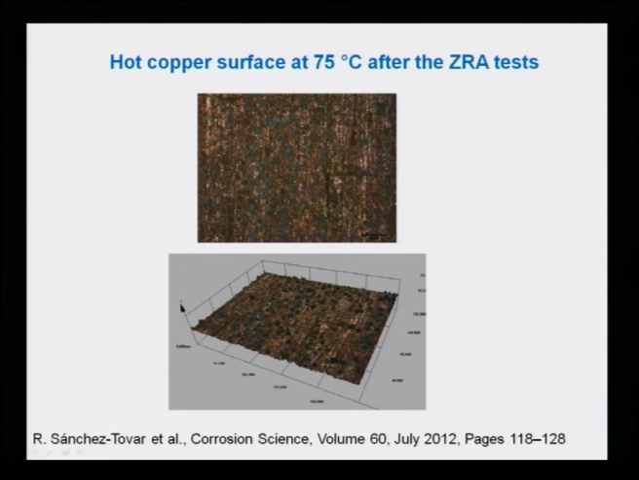Another example of this is a corrosion surface, which is very new. This was published just a few months back by Sanchez, Stover et al. in Corrosion Science. And as you see, this is actually a copper surface at 75 degrees after a certain kind of corrosion test called JRA. And you can see the corroded regions in the sample surface, the black color regions are the sample surface. Remember, this is an optical microscopic image using a confocal microscope. It is not a scanning electron microscopic image.